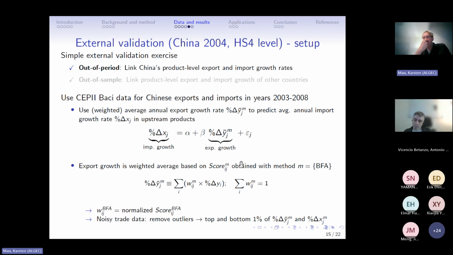So here is basically formally how we are calculating this. It's a weighted average. And the idea is whether we can see if import growth in upstream products responds to export growth downstream. To handle a little bit the noise in the data, we remove outliers by dropping the top and bottom 1% of those measures, because it's really going in all directions. We have annual growth rates sometimes of several thousand percent, because they sometimes jump from very small to very large and back to very small values, which of course we don't want to see.